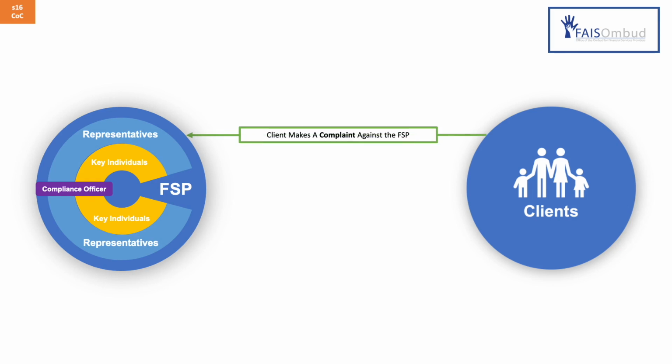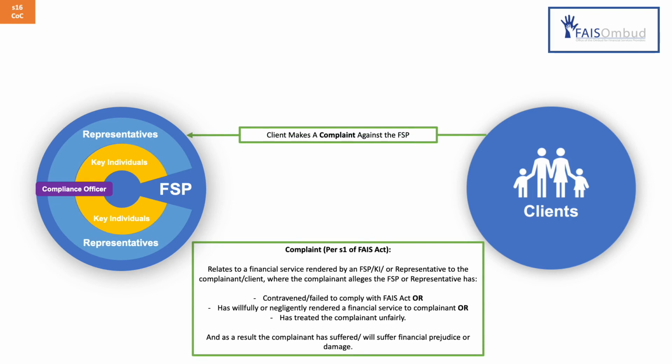Client makes a complaint against an FSP. A complaint, as defined by Section 1 of the FAIS Act, relates to a financial service rendered by an FSP, key individual, or representative to the client, where the complainant alleges the FSP, key individual, or representative has contravened and/or failed to comply with the FAIS Act, or has willfully or negligently rendered a financial service to a complainant, or has treated the complainant unfairly, and as a result, the complainant has suffered and/or will suffer financial prejudice or damages. It is important to remember this concept of financial prejudice or damages. Just a note that you will see in the complaints process, they refer to the complainant, which is basically the client.